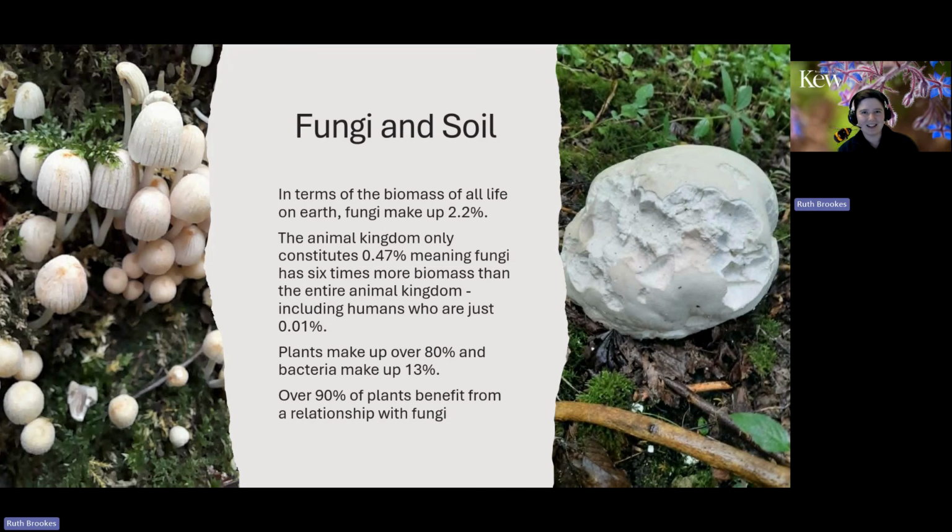This slide is very statistics heavy, so apologies for that, but I do find these statistics absolutely mind-blowing. They're mostly about biomass, and biomass is basically the weight of everything. So if you were to add up the weights of everything in the world, fungi would make up 2.2%, which doesn't actually seem like much. But when you contrast that with the entire animal kingdom, that is only 0.4%. So basically, fungi has 6 times the biomass of all the animals on Earth, including humans.